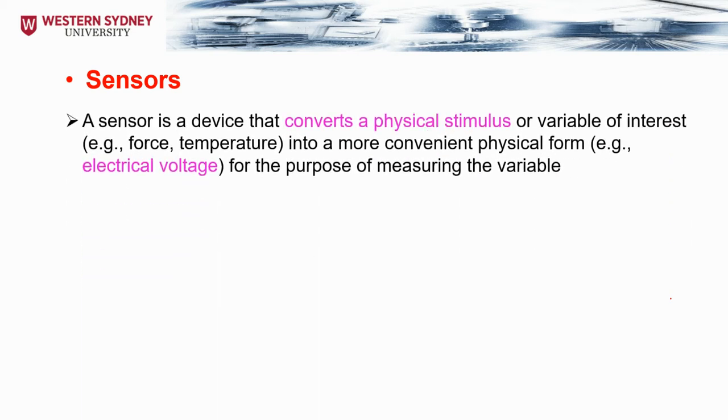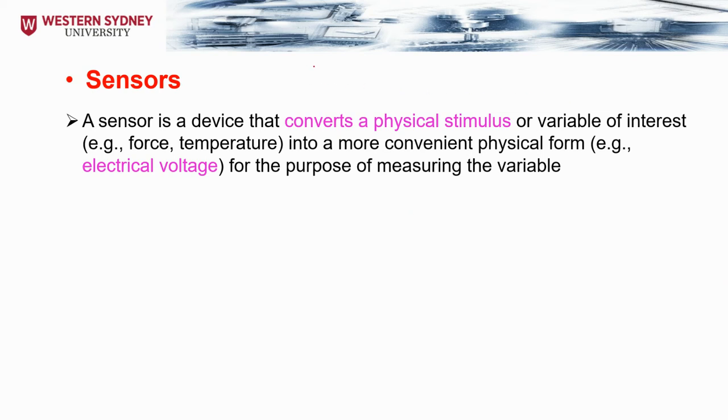So we start first with the sensor. What is a sensor? It's a device that converts a physical stimulus or variable of interest, like force or temperature, into a more convenient physical form, like electrical voltage, for the purpose of measuring the variable. Now let's have an example of sensors before we go to the two types of sensors.